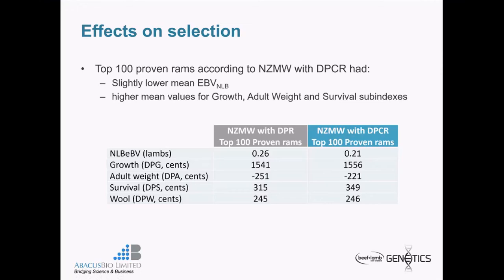Well, they didn't get quite as much preference, and so they didn't make the top 100. But for growth, we actually got more growth, because by not going for those high NLB but not so good for other trait rams, by not having them in our list anymore, we get more for growth. We get better sub-index for adult weight, we get better sub-index for survival, and wool comes out at about the same. So you can see that what the index is doing, it's allowing us to get more genetic gain in other traits and knocking off those extremely high NLB rams.